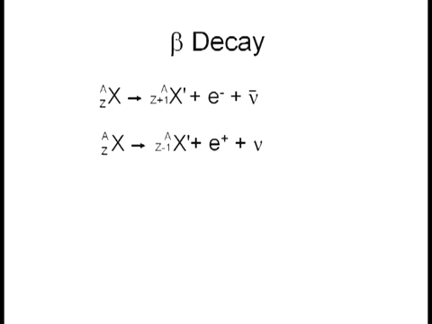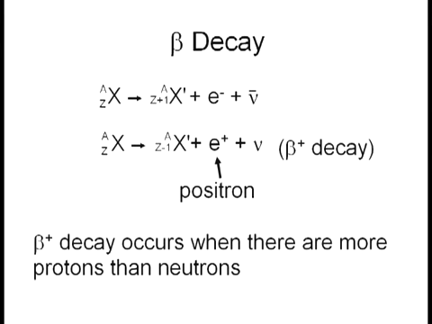Now this one is the formula for beta plus decay, and that E plus is called a positron, and this occurs if there's more protons than neutrons. What's going on in beta plus decay is a proton turns into a neutron instead of a neutron turning into a proton. Notice that this one produces a neutrino, not an antineutrino, and it makes a positron instead of electron.